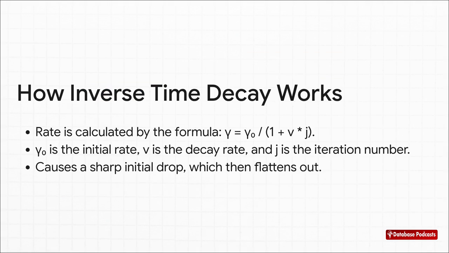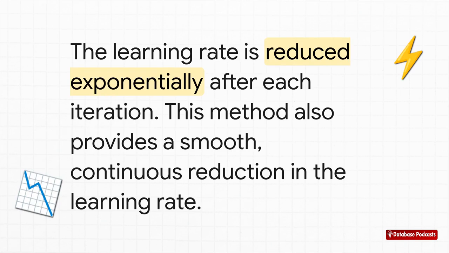The learning rate is just the initial rate divided by a number that keeps growing with each iteration. What this does is it causes a pretty sharp drop right at the beginning of training, which then flattens out. So the decreases get smaller and smaller later on, which makes it a really solid choice for those really long, extended training sessions.